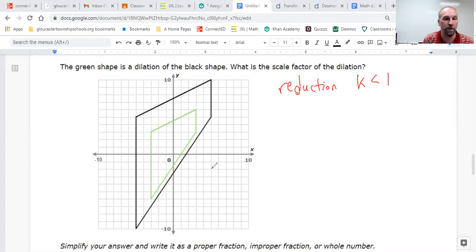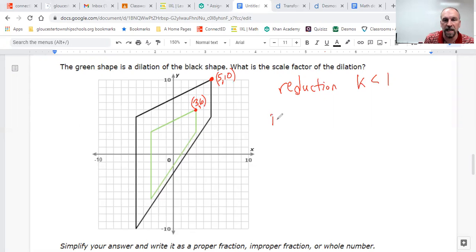All right, so let's pick a point. I don't know. Let's pick this point right up here on the pre-image. So my coordinate is 1, 2, 3, 4, 5, and all the way up is 10. So this is 5, 10. All right. And then the corresponding or matching point is this one. The coordinate there is 1, 2, 3, 4, 5, 6. This is 3, 6.